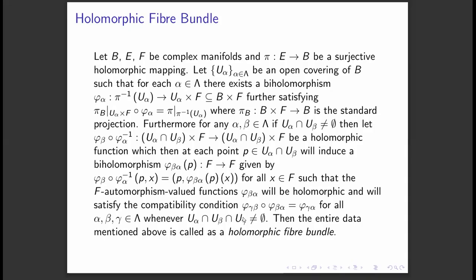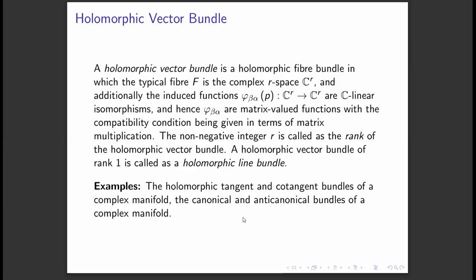Just like we are now in the holomorphic category, so all the maps are required to be holomorphic instead of smooth. So this is a holomorphic fiber bundle, and what we are actually interested in are holomorphic vector bundles. A holomorphic vector bundle is simply a holomorphic fiber bundle such that the typical fiber capital F is nothing but the complex vector space C^r, which is also an r-dimensional complex manifold.